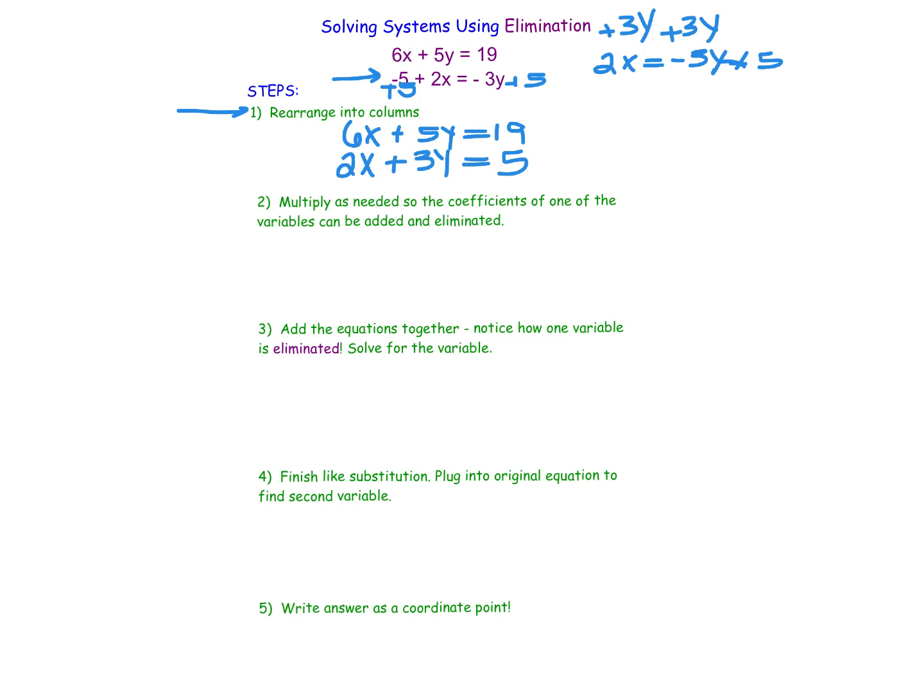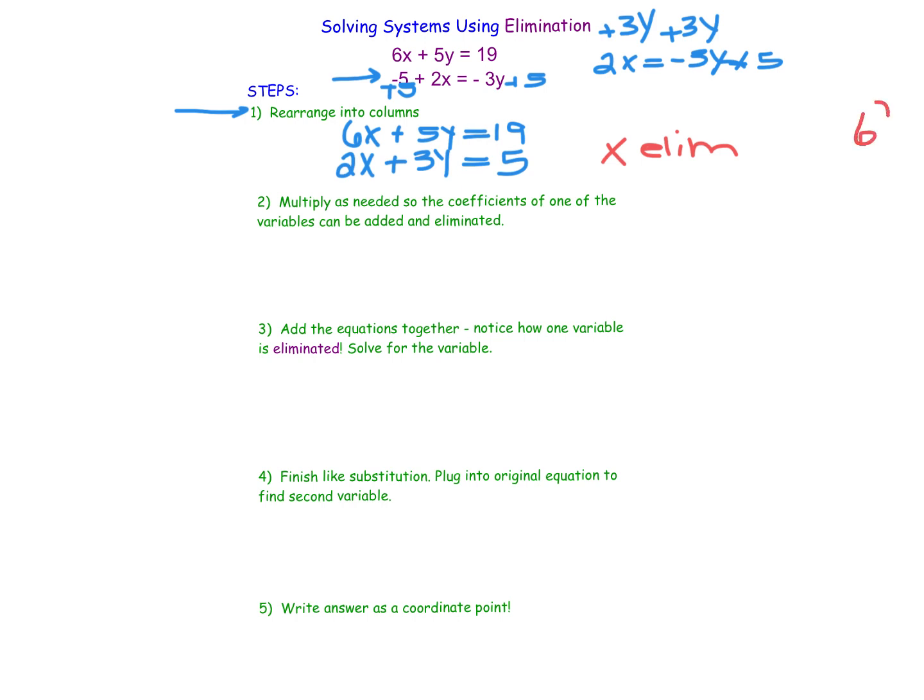Then from here, I'm going to multiply as needed so the coefficients of one of the variables can be eliminated. Now remember, it doesn't matter which variable you eliminate as long as you are consistent. So this time around, I'm going to choose to eliminate x. So I'm going to focus on these here. Now again, remember, this is kind of like finding a common denominator. So when I look at 6 and 2, I know that a common denominator for 6 and 2 is 6.